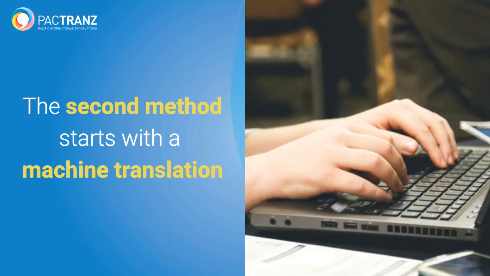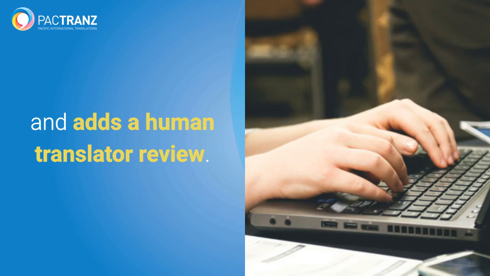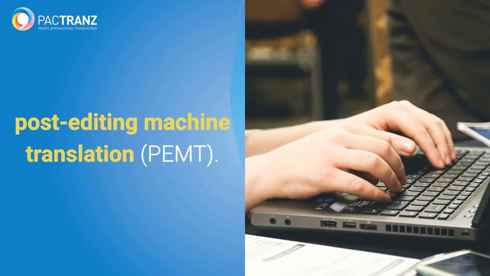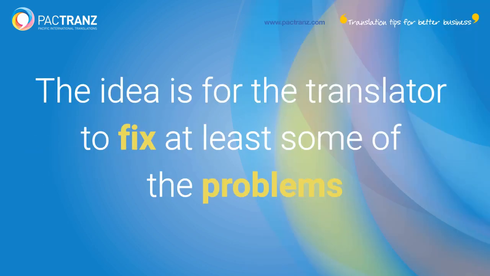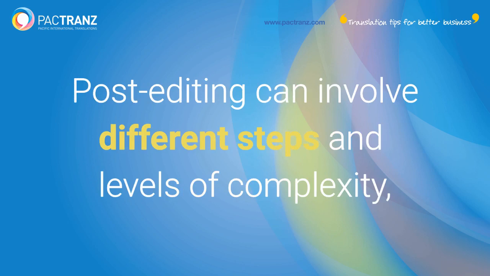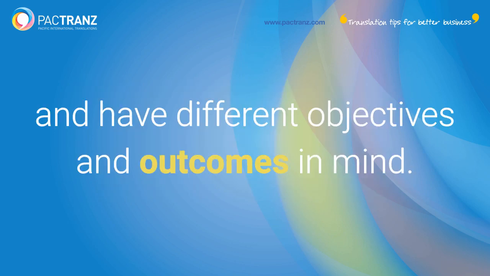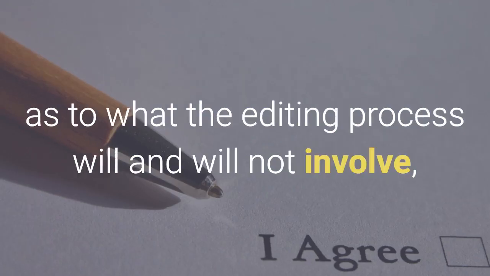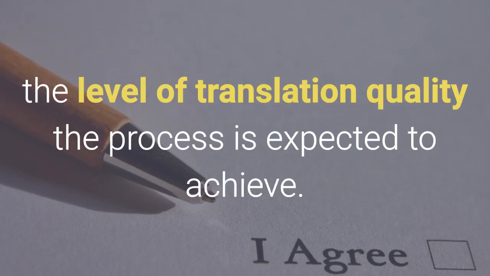Our second method starts with a machine translation and then adds a human translator review. We call this review post-editing, and the type of translation, post-editing machine translation. The idea is for the translator to fix at least some of the problems with machine translation and so create a more usable text. However, post-editing can involve different steps and levels of complexity and have different objectives and outcomes in mind. So it's essential that client and editor are on the same page as to what the editing process will and will not involve, and most importantly, the level of translation quality the process is expected to achieve.